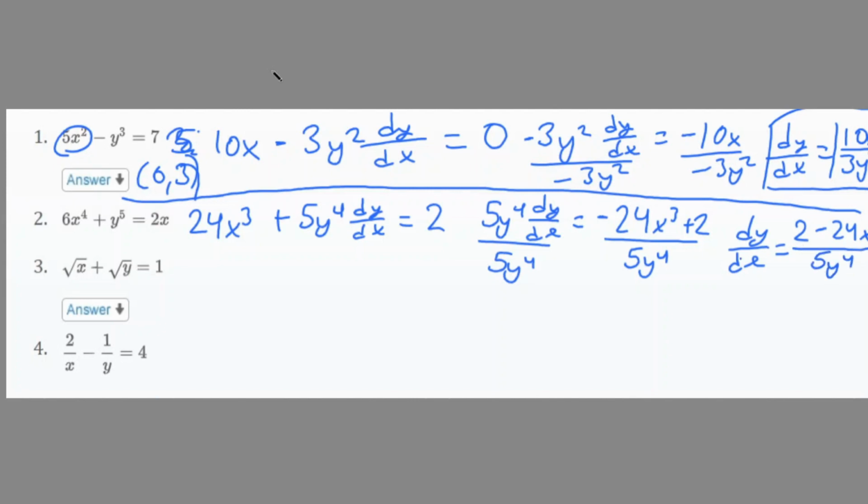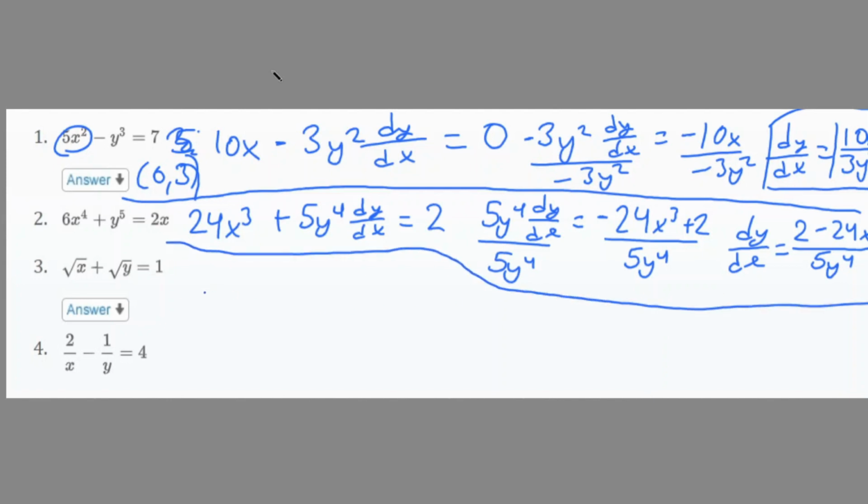So you could kind of see the pattern here, which is why I called it sorting, because you want to sort the dy dx from the other terms, so you could have a better visualization and also divide them so that you can get everything on one side at the end. Now let's move on to number 3.